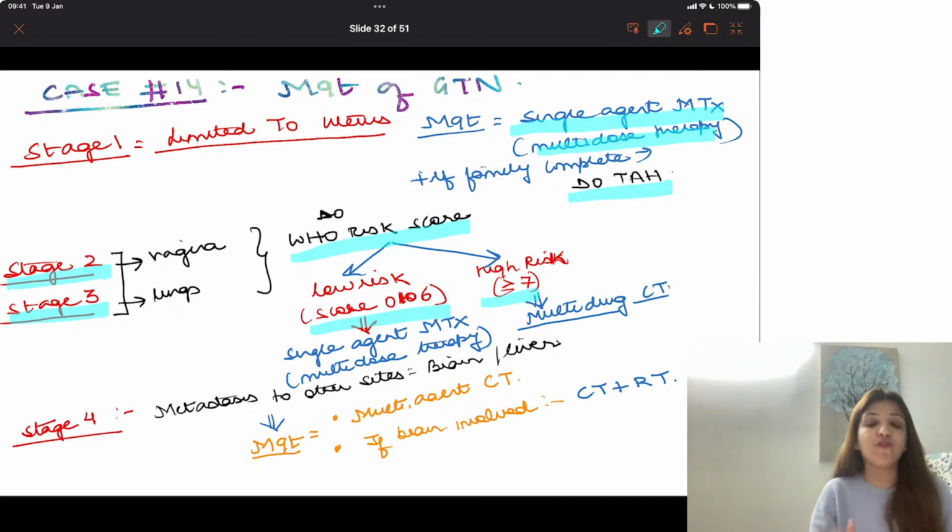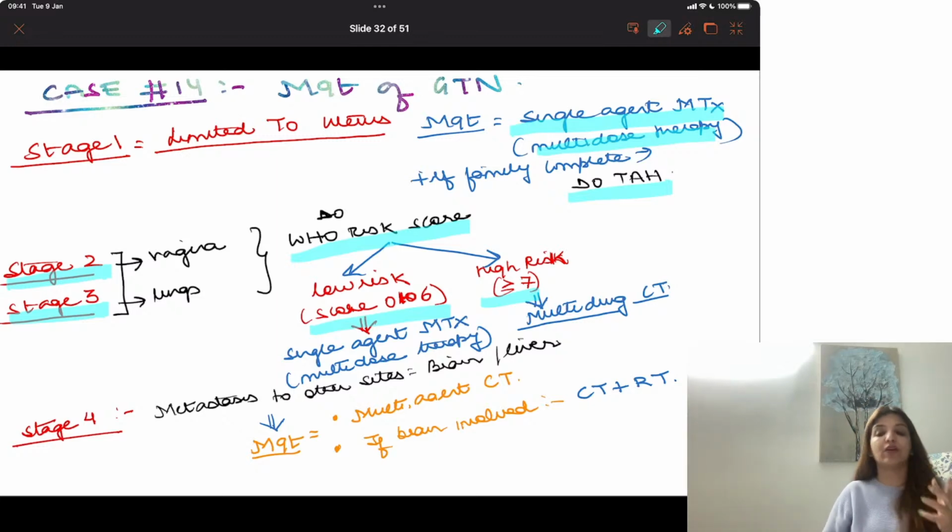Right? Now, if your question says that GTN has metastasized to the brain or liver, in that case, do not even go through this trouble of calculating the score, because if the GTN has spread to the brain or to the liver, that means it is stage 4, and stage 4 means you have to give multi-agent chemotherapy irrespective of the score. In that case, don't look at the score at all. In that case, go for multi-agent chemotherapy.